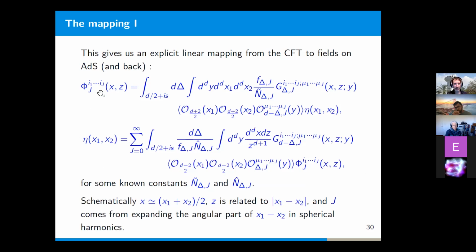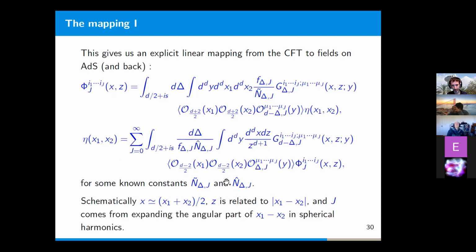Now, a schematic way to understand why this mapping makes sense is that we can think of the center of mass. So on the field theory side, we have this field labeled by two positions in spacetime, x1 and x2. We can think of the center of mass position of these two points as corresponding to the position x here of the transverse variable, or the variables along the boundary of the AdS space.